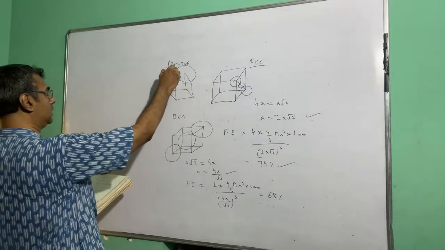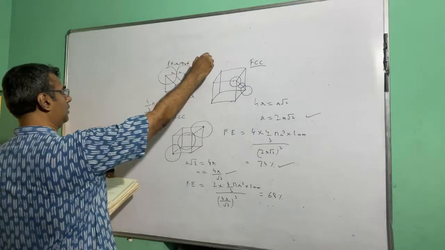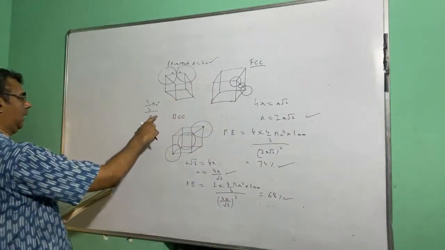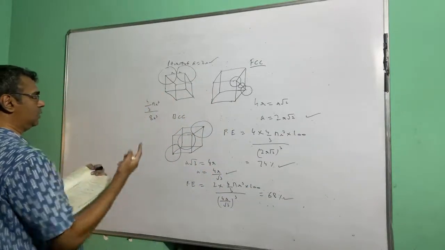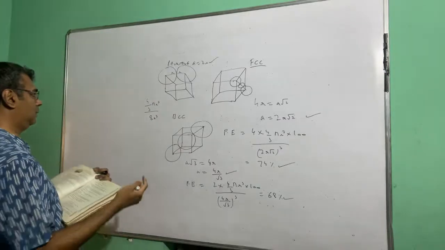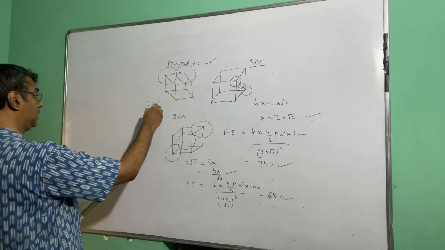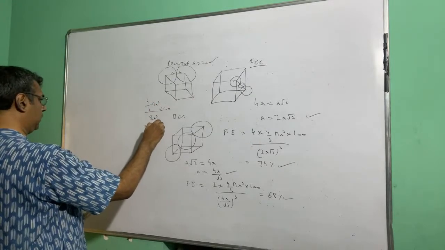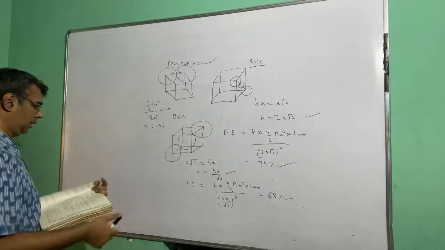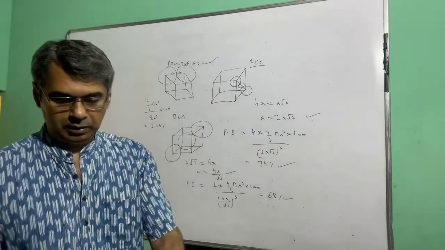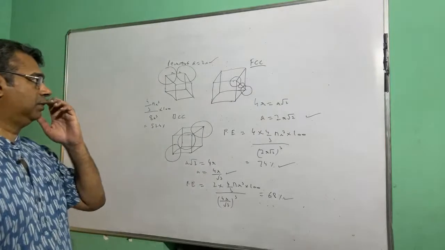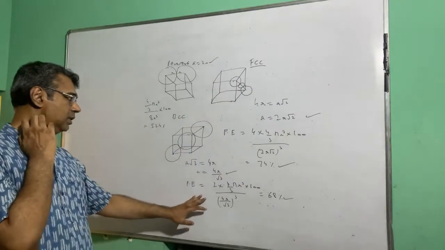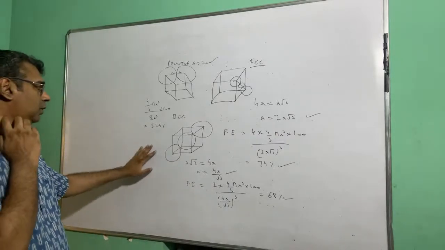Now this is r, so a will be 2r. And 4/3 pi r cube, because there is only one particle per unit cell, divided by the volume of the cube, which is 8r cube, into 100. If you calculate this, it is coming to 52.4%, right? So you will notice that the packing efficiency of FCC is 74%, the packing efficiency of BCC is 68%, and primitive is 52.4%.